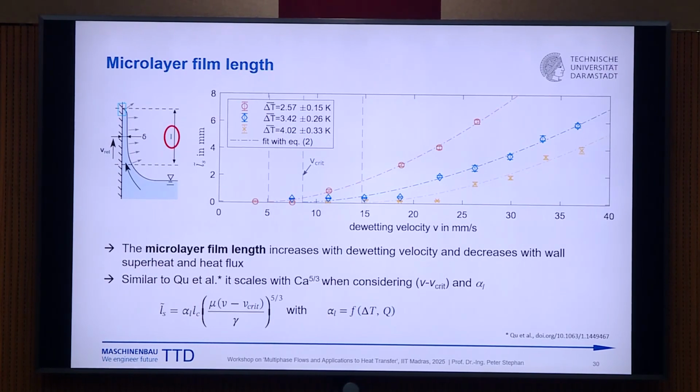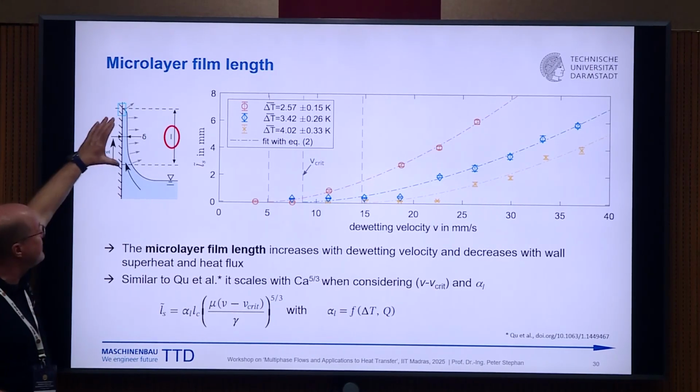And we also measured microlayer length and microlayer thickness. This also shows some interesting results. The microlayer film length, this length L, is increasing with the dewetting velocity. That was expected, of course, and it's decreasing with wall superheat. That can also be expected. The higher the wall superheat, the higher the evaporation rate, the shorter.